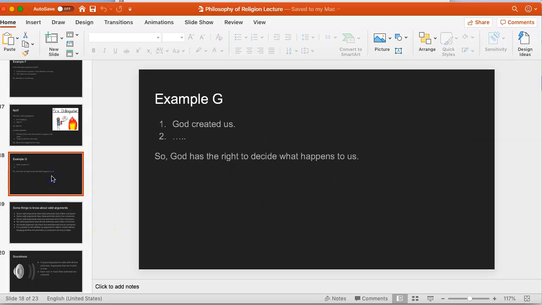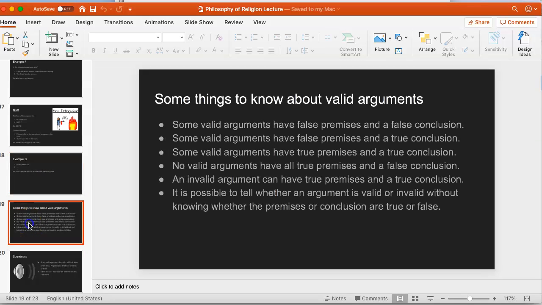So we should talk a little bit about some things to know about valid arguments. Some valid arguments have false premises and a false conclusion. Remember, being valid and having true premises are different things. So we have seen examples like this. We saw the example of everything Trump says is true. Trump says London is the capital of France, so London is the capital of France. That is an argument with false premises and a false conclusion.